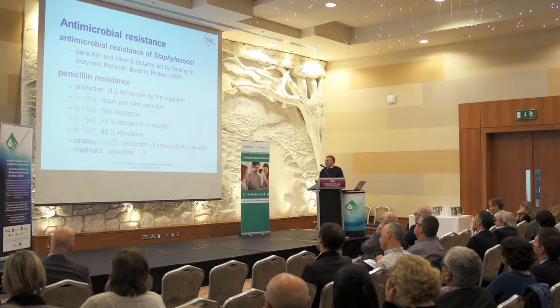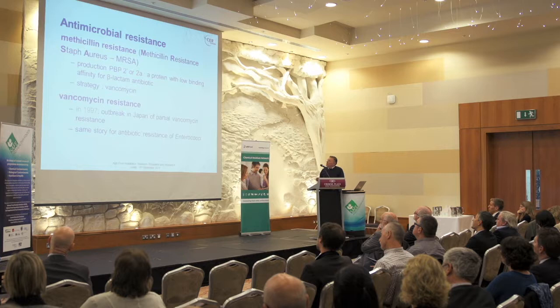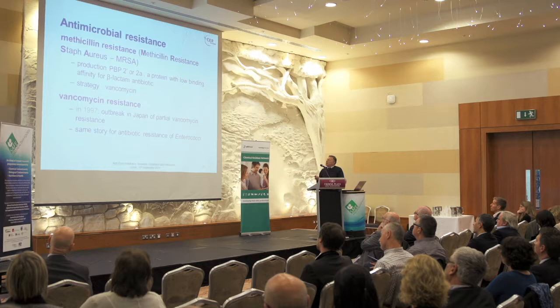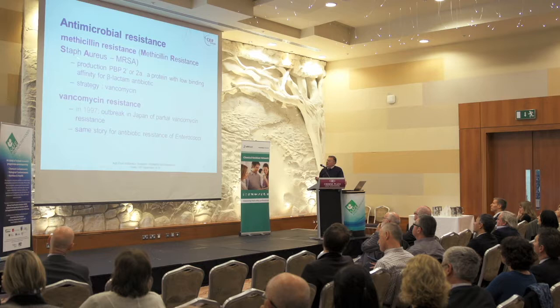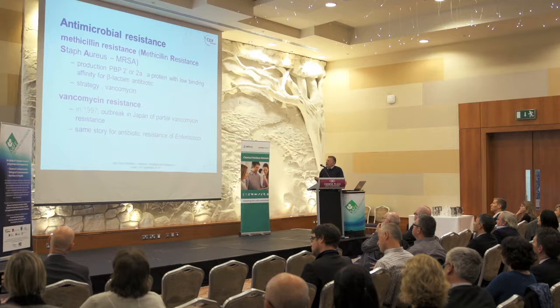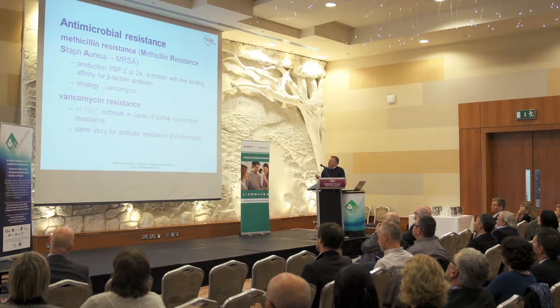But we have seen that the bacteria are also able to develop resistance against these new antibiotics. It's what we call MRSA, methicillin-resistant Staphylococcus aureus. In this case, it was by production of another target, another binding protein, PBP2A, with this protein having a low binding affinity. The strategy was to use vancomycin, but in 1997 in Japan, there was the first case of vancomycin resistance in Staphylococcus aureus. And we have the same story of resistance for enterococci. So in all cases, you have a strategy against this resistance, and you have a new strategy from the bacteria. That's the reason why we have to be very careful with the use of some antibiotics.